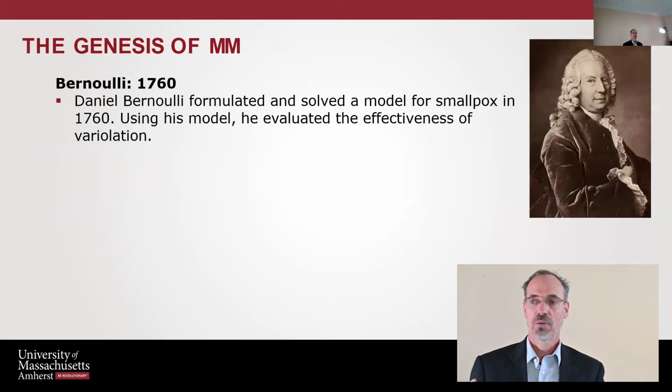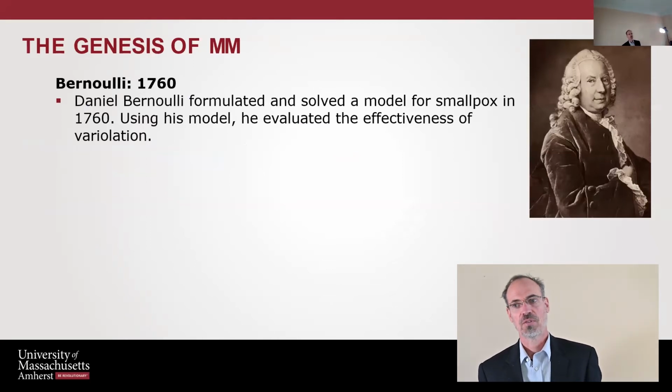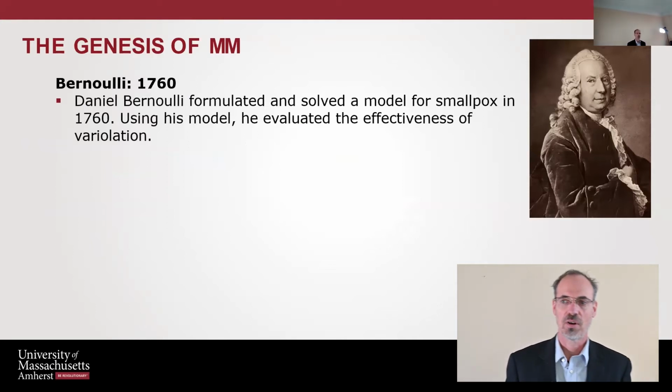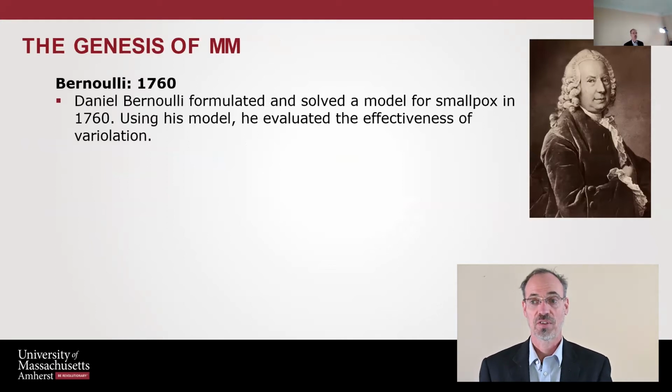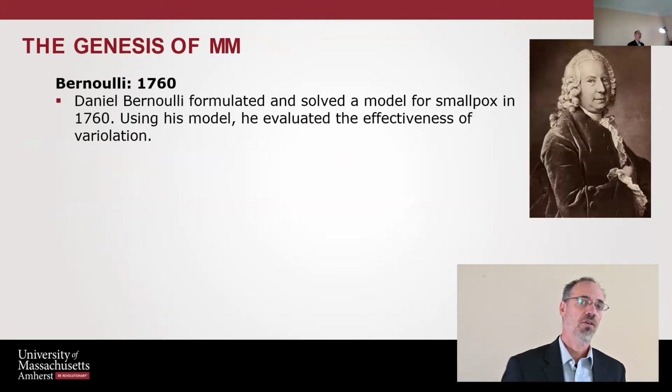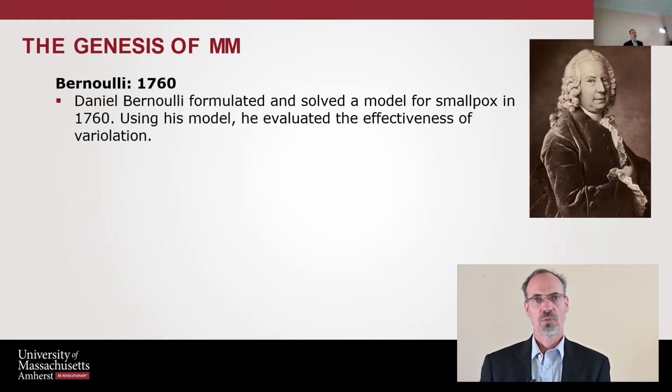So mathematical models are relatively old. They started out in 1760 with Bernoulli. He formulated and solved a model for smallpox in 1760. Using this model, he evaluated the effectiveness of variolation, which we talked about in one of the first sessions. This is way back in 1760. We obviously didn't have computers to do these things.